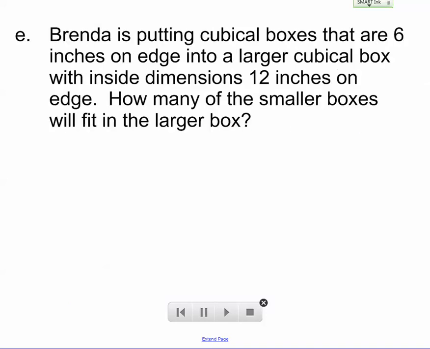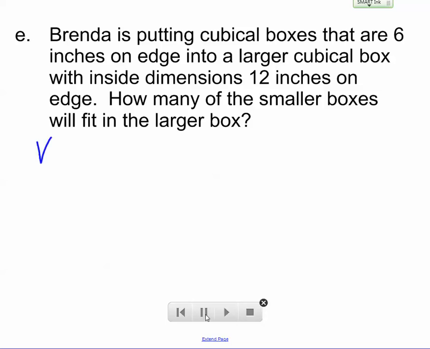Got one more example for you. Brenda is putting cubicle boxes that are 6 inches on edge into a larger cubicle box with inside dimensions of 12 inches on the edge. So twice as long for the dimensions. So how many of the smaller boxes will fit into the larger box?